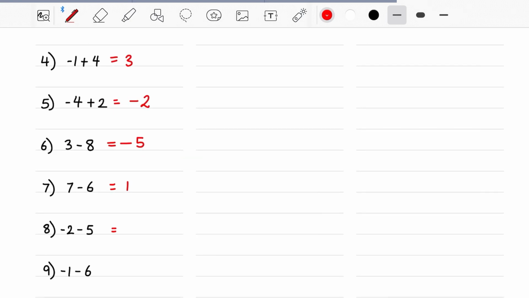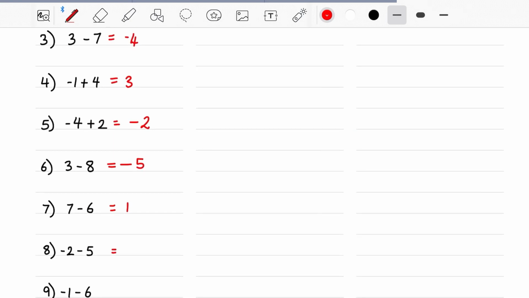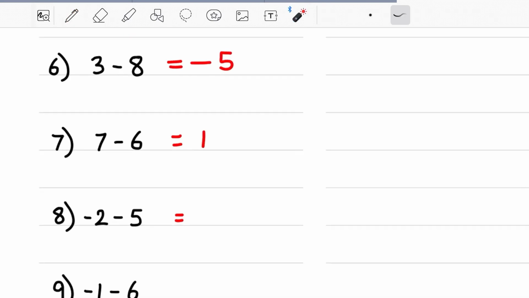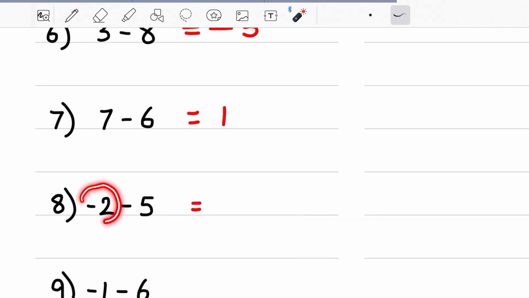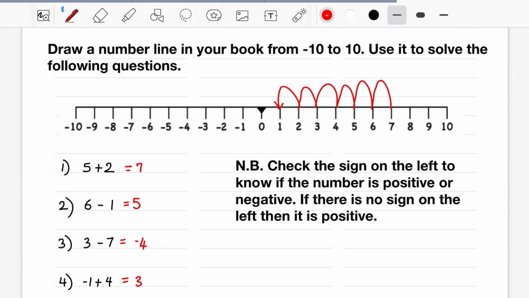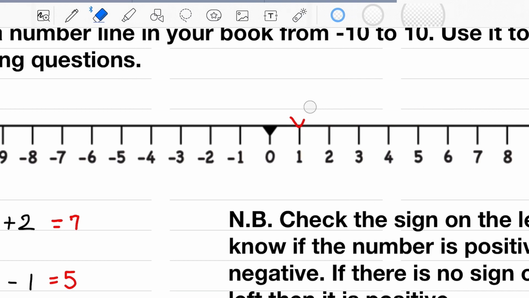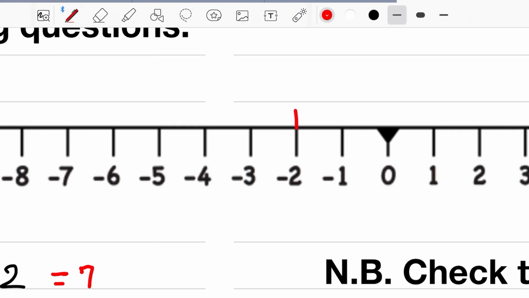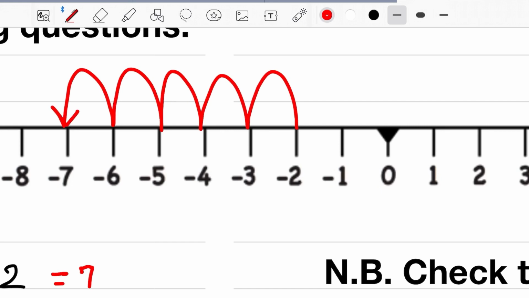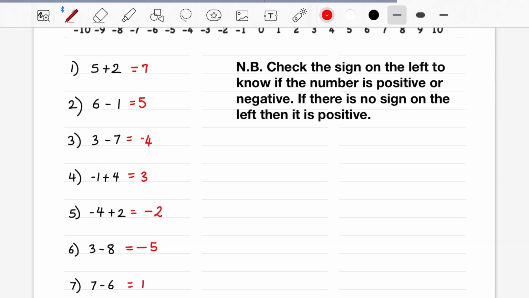For question 8, we have minus 2 minus 5. So for this question, we find minus 2 on your number line. Again, the sign in the middle tells us the direction. So we're moving to the left, and we are moving 5 units to the left. So finding minus 2 on my number line, moving 1, 2, 3, 4, 5 units to the left. We end up at minus 7.